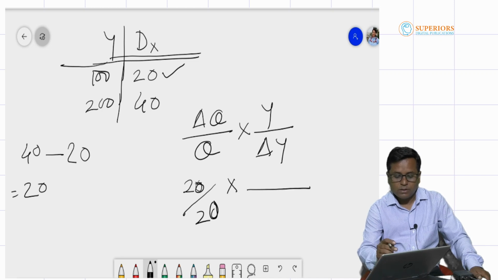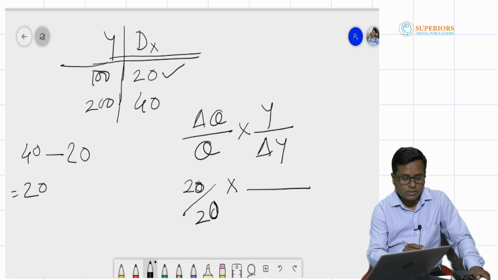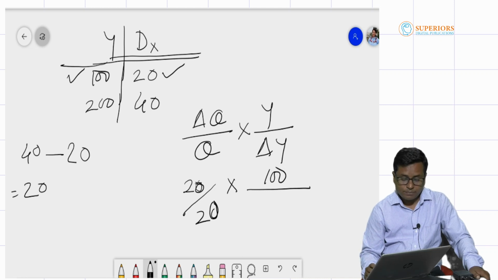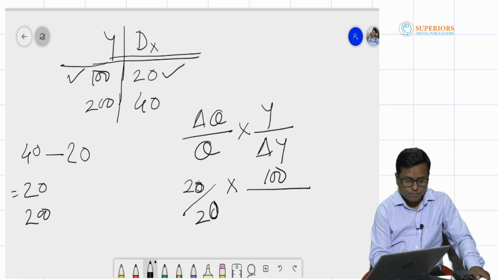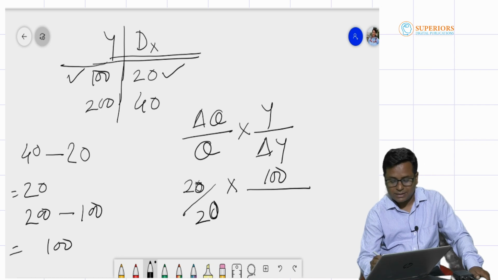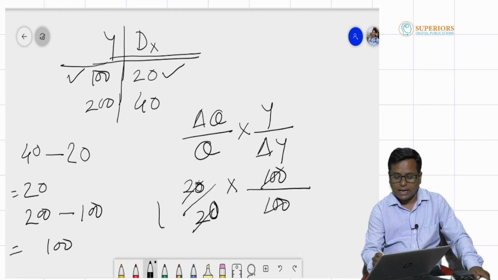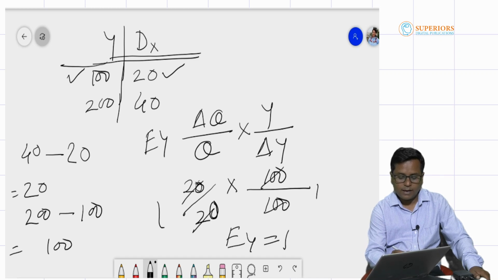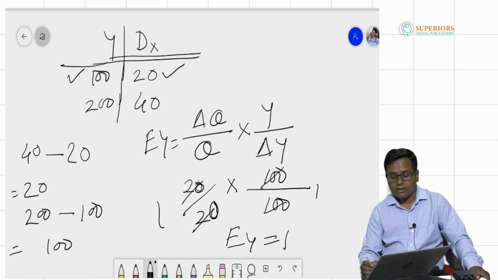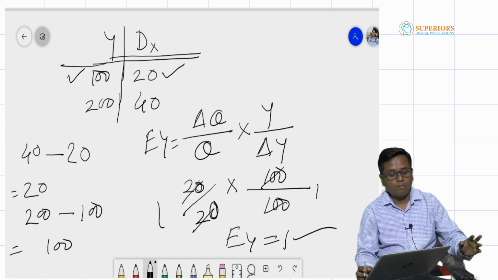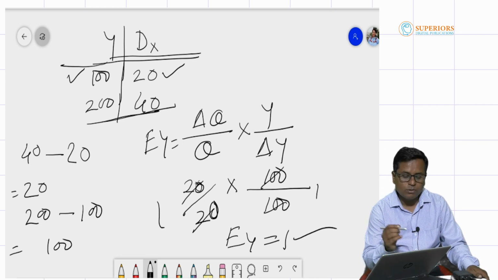Then Y. Y stands for original income. What is the original income? Original income is 100. The change in income, new income minus original income, is equal to 100. Change in income is 100. Here, the income elasticity of demand is equal to 1. Income elasticity of demand is positive because it is a normal good.